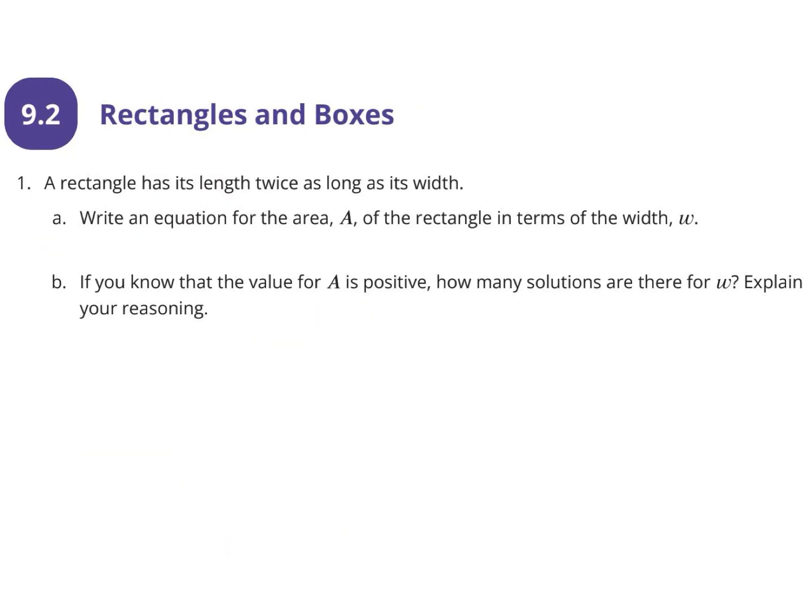Okay, write the equation for the area of the rectangle in terms of W. Area of a rectangle equals length times width. A rectangle has length twice as long as its width. The length is 2W. So 2W times W equals 2W squared. And that's your area. I was looking at A without even reading the thing.